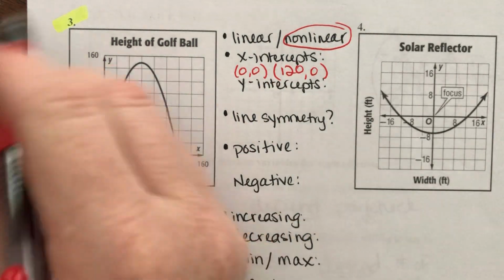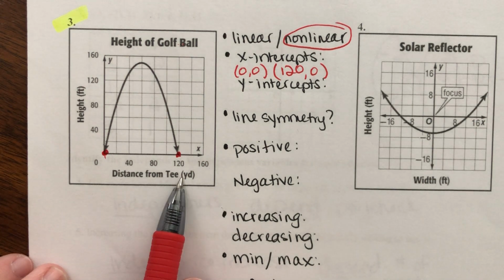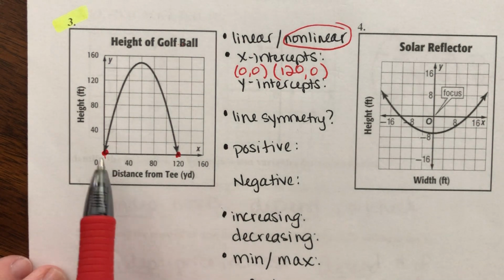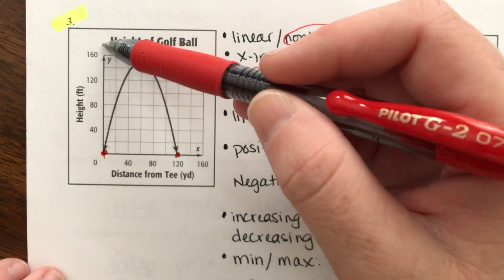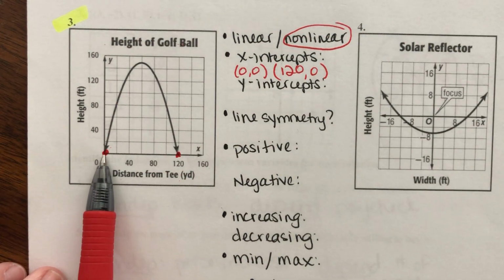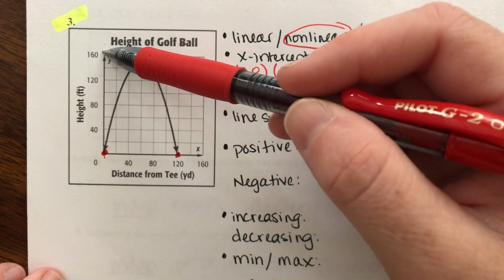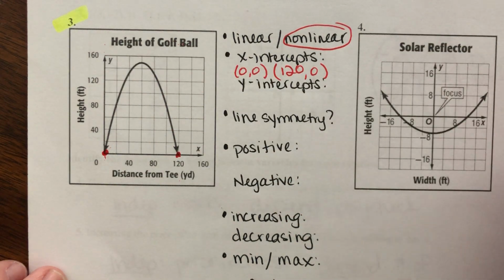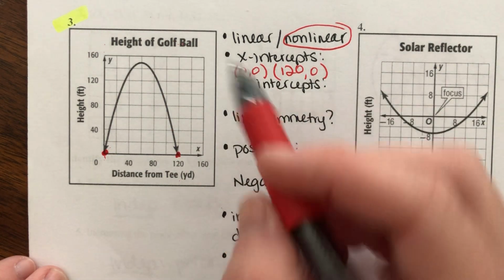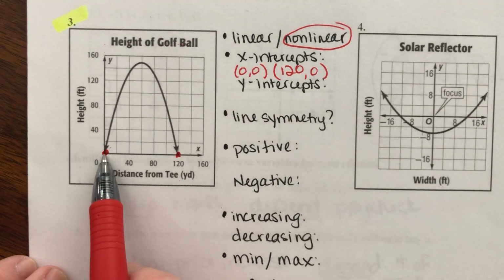Before we go any further, what is this graph showing? It says it's the height of a golf ball. So distance from the tee, distance from the little thing you hit the golf ball off of in yards, this is this measure, and then the height of the golf ball here. So as you get further and further from the tee, the height of the golf ball goes up, right? Distance from the tee, height of the golf ball. Makes sense, right? All right, so y-intercept. Where does my graph cross my y-axis? Looks like 0, 0.